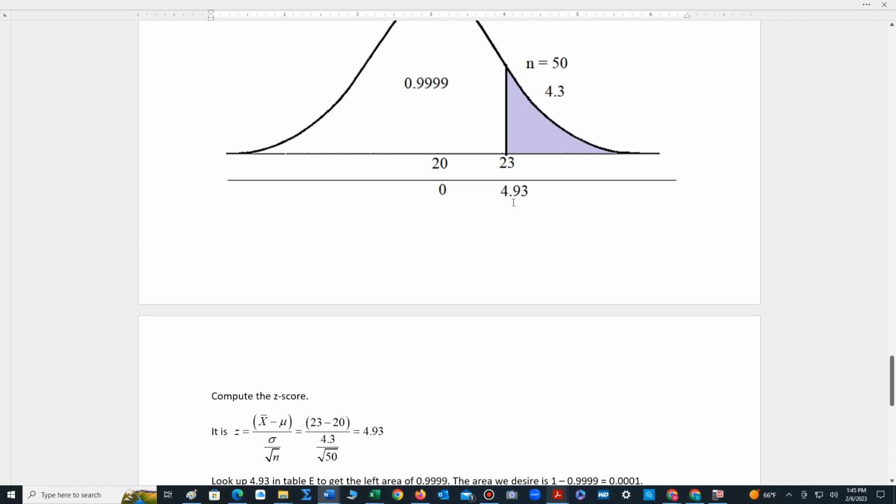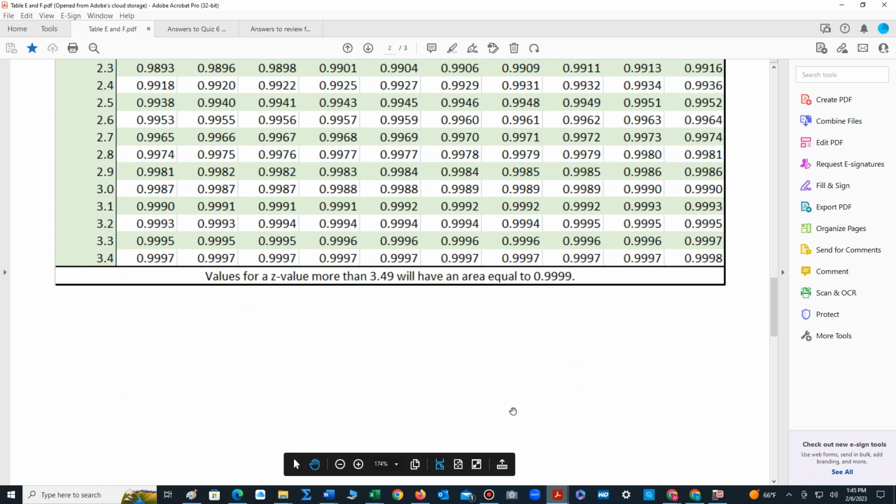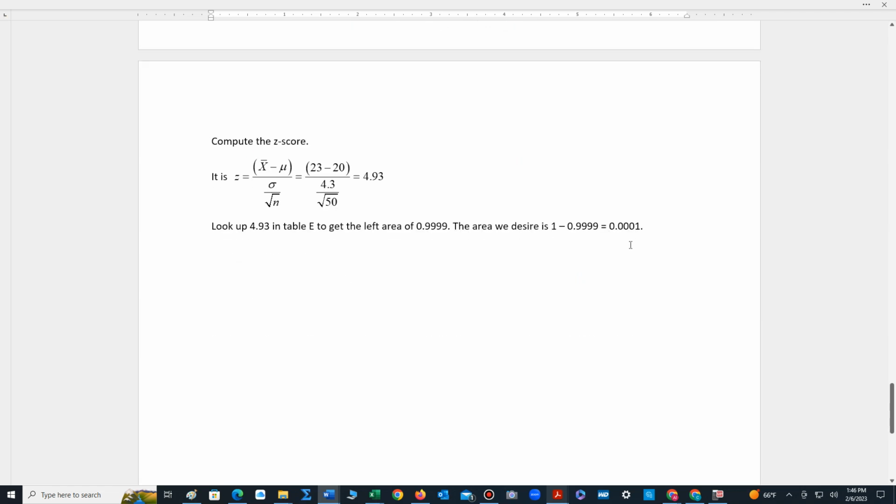Once we have the z-value, we then look it up in our table. And we can see that 4.93 is greater than 3.49. So the area to the left is 0.9999. But we want the area to the right, so we have to take 1 minus that, and the probability is 0.0001.